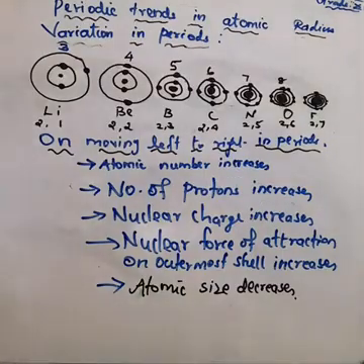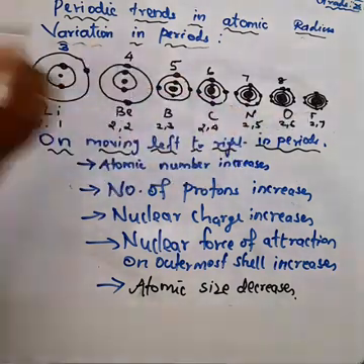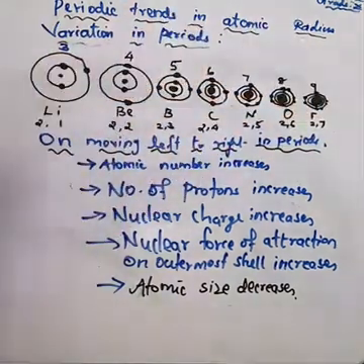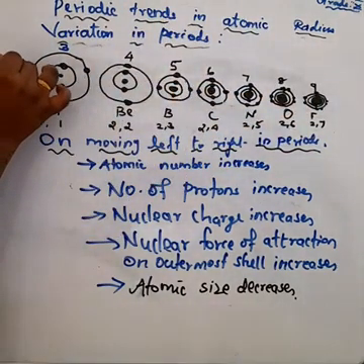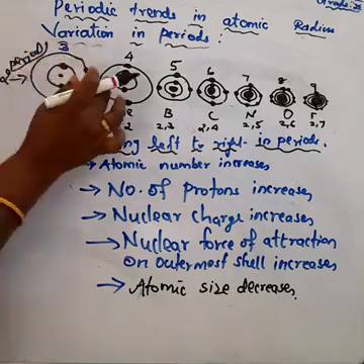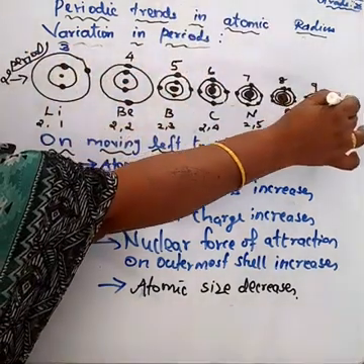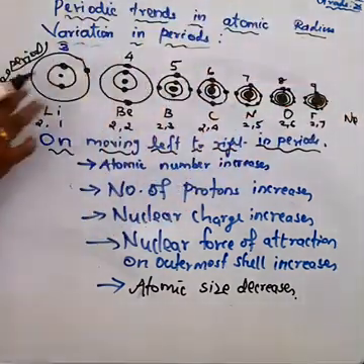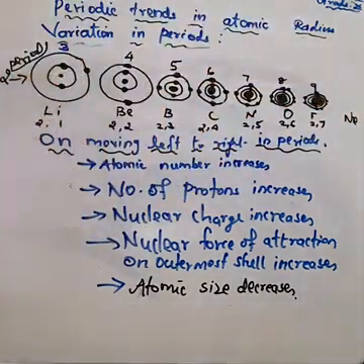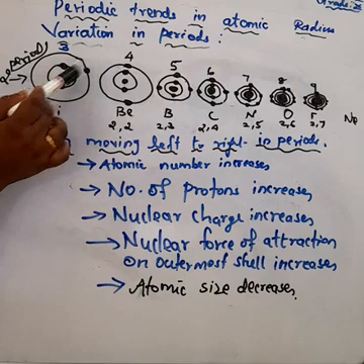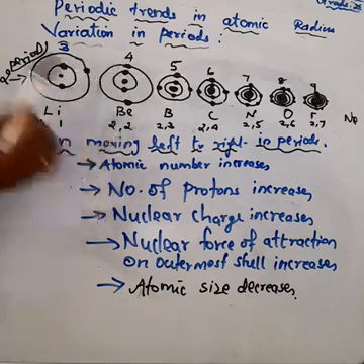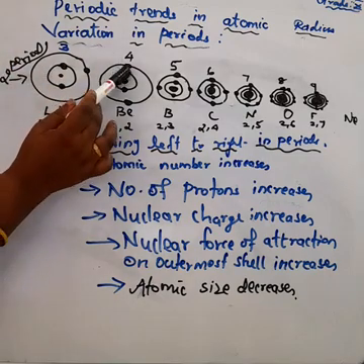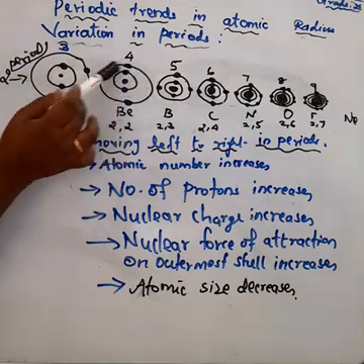This is the second period, which starts from lithium to neon. Lithium has atomic number 3, electronic configuration 2, 1. How many shells are there? There are 2 shells. Beryllium, atomic number 4, electronic configuration 2, 2: first orbit 2 electrons, second orbit 2 electrons.